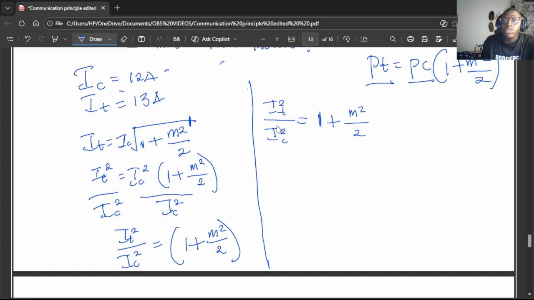Now, if you take this to the other side of the equation, you simply have that m square over 2 is equal to I_t square divided by I_c square, and this will be minus 1, because this is crossing an equality sign. So you have minus 1. Right? Now, since you have minus 1 here, you are still seeing 2 here. We are not done.